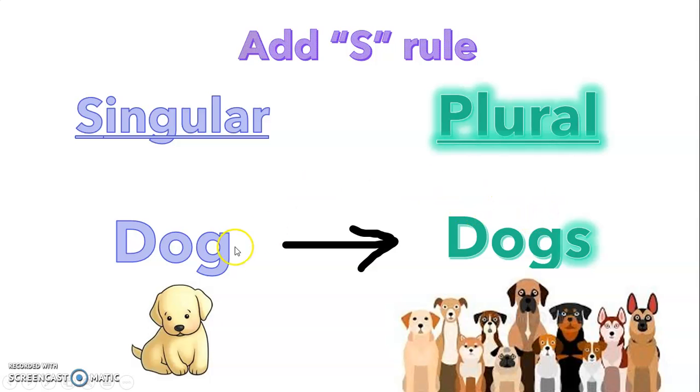Okay, now one way to make a noun plural, or to show that there's more than one, is the add s rule. By now we've been practicing this a bunch. So you're just adding s to the noun. So dog becomes dogs. You could try it with some other nouns. Cat becomes cats. Cup becomes cups.